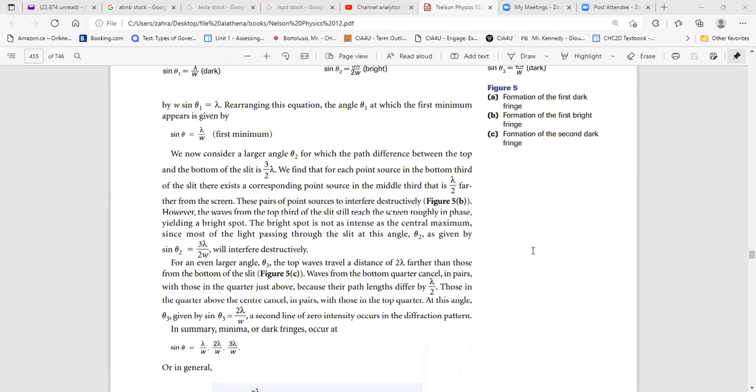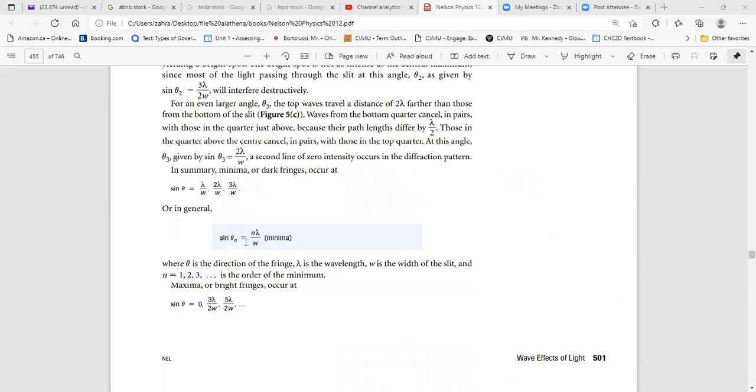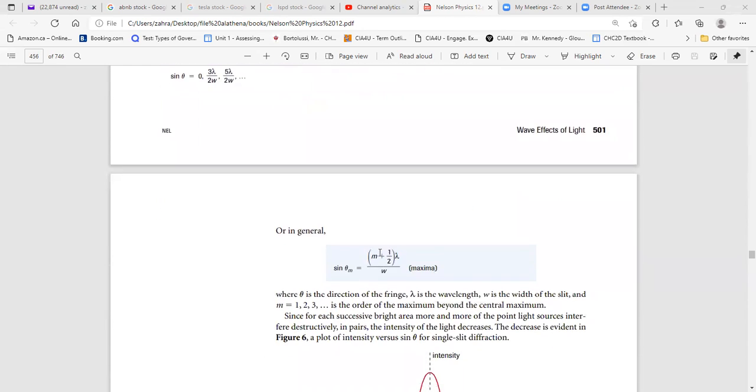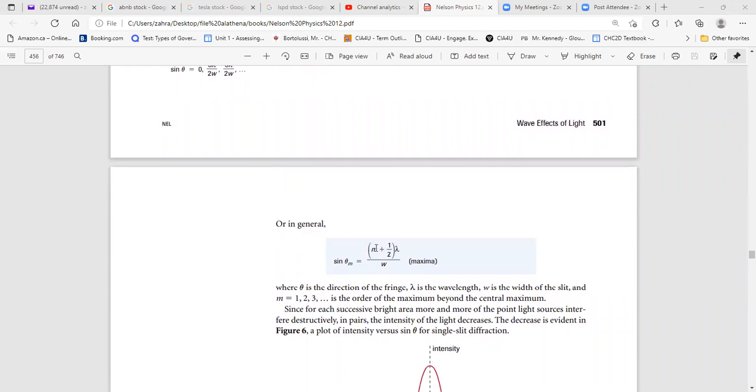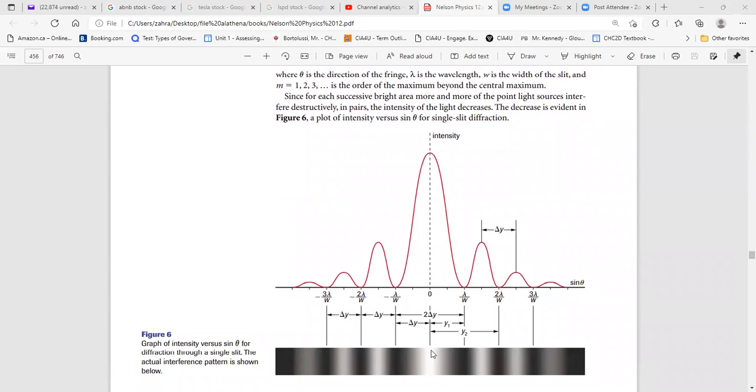So the overall rule is this. If sine theta is equal to n lambda over W, it gives you minima or dark fringes, with n being 1, 2, 3, and so on. And for bright, this is the formula, and make sure this is (m plus 1 over 2) lambda over W, with m starting at 1, 2, 3, and so on. It gives you a maximum. We have a maximum intensity brightness at the center. The width of this bright center is the distance between your two minima, which is 2 lambda over W.